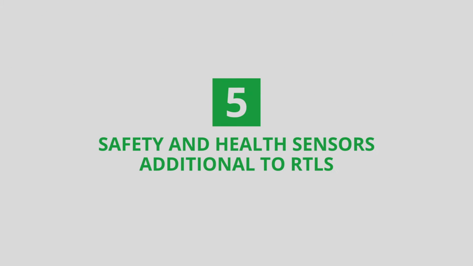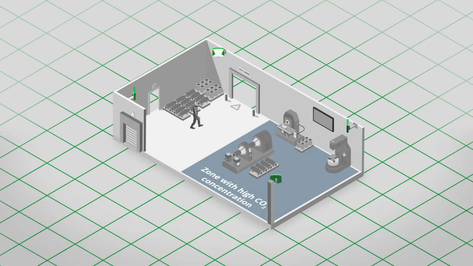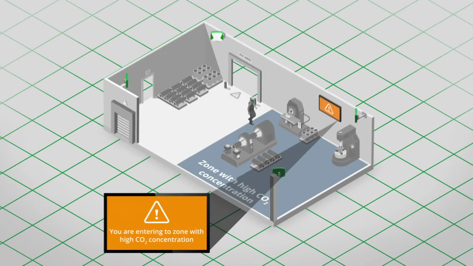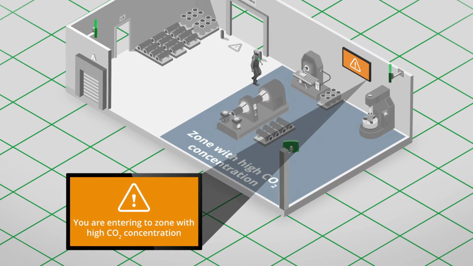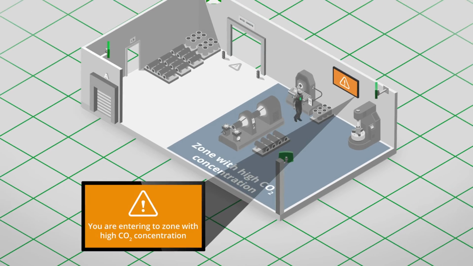Ensure an immediate response to health and safety risks with sensors. Employees' tags can be equipped with sensors that instantly alert them via display or mobile device when they've been exposed to an unhealthy or risky environment so that they can seek immediate assistance.